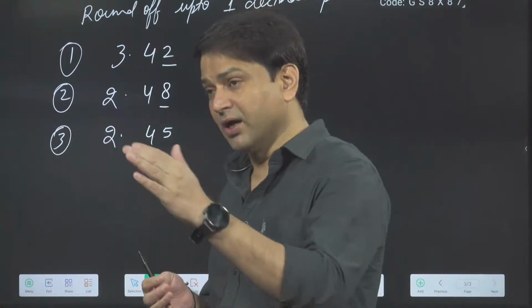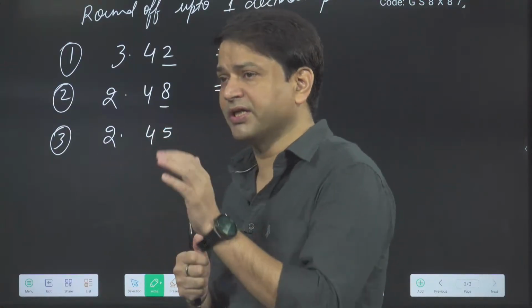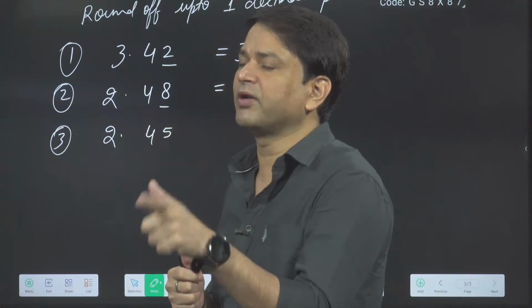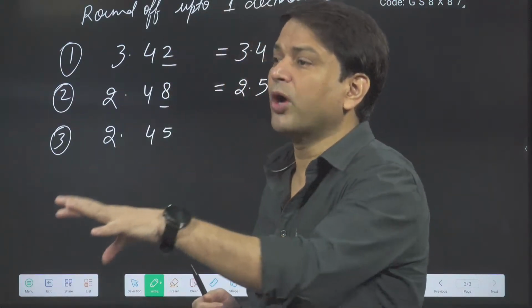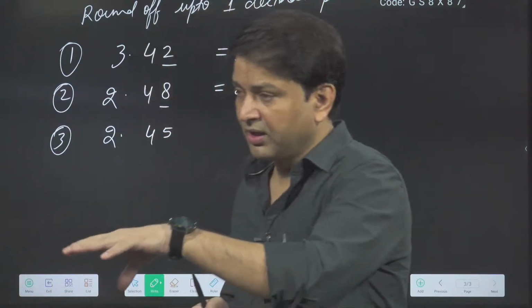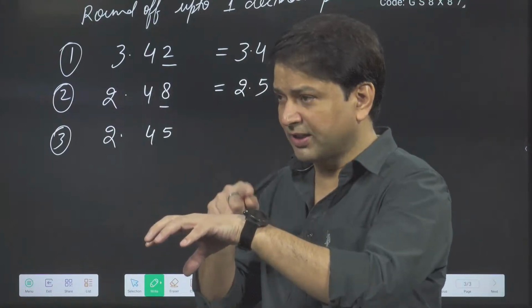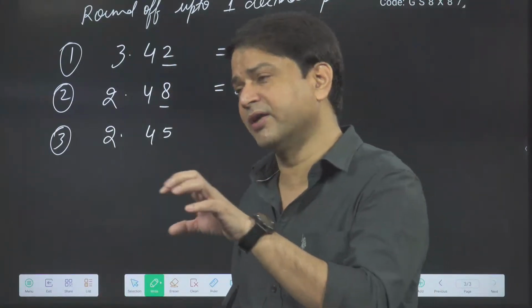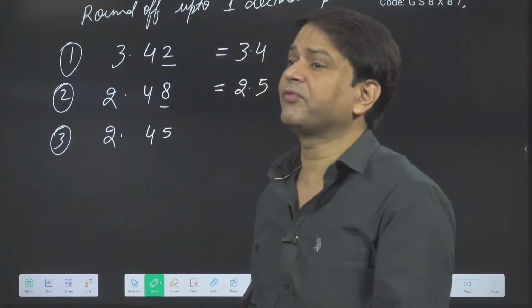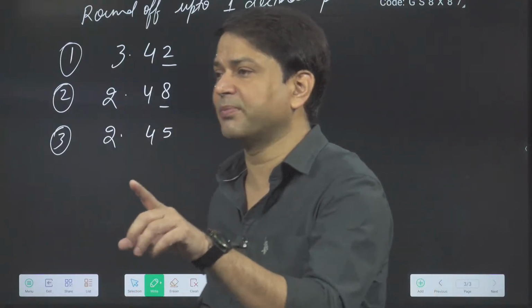But if the preceding one is an odd number, then we will increase it by 1. So again I am repeating: if the digit which you have to drop is a 5, then first we will see the preceding digit. If the preceding digit is even, then it will remain the same. But if it is odd, then we will increase it by 1.